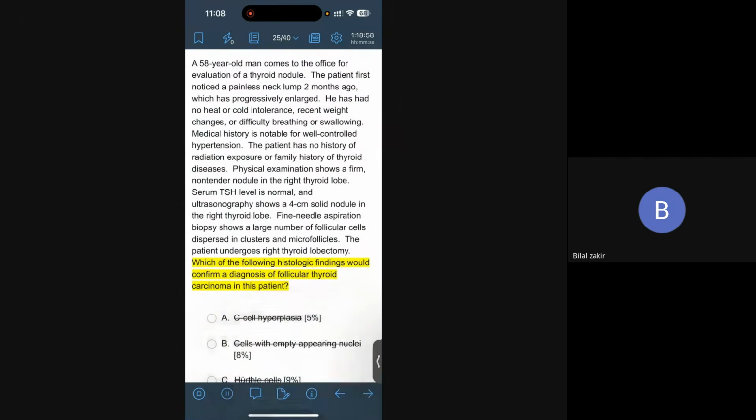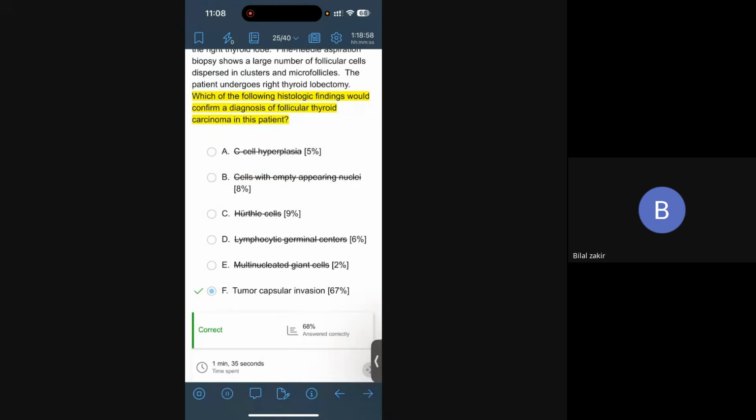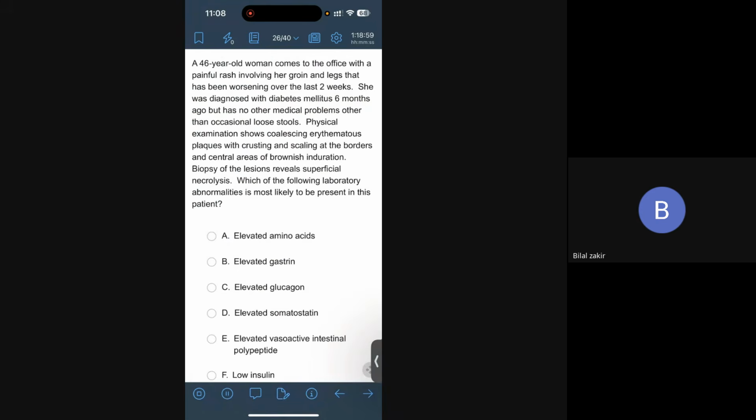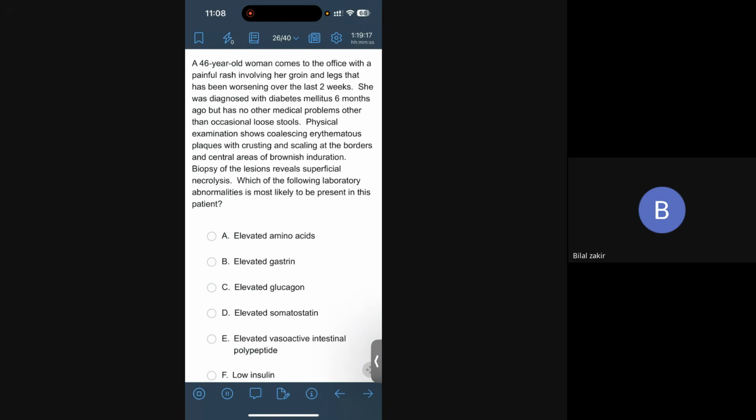Okay, so we will start from where we left. Question number 26: which of the following laboratory abnormalities is most likely present in this patient? Start from the last line, then read the options: elevated amino acid, gastrin, glucose, metastatin. Then start reading from the top.